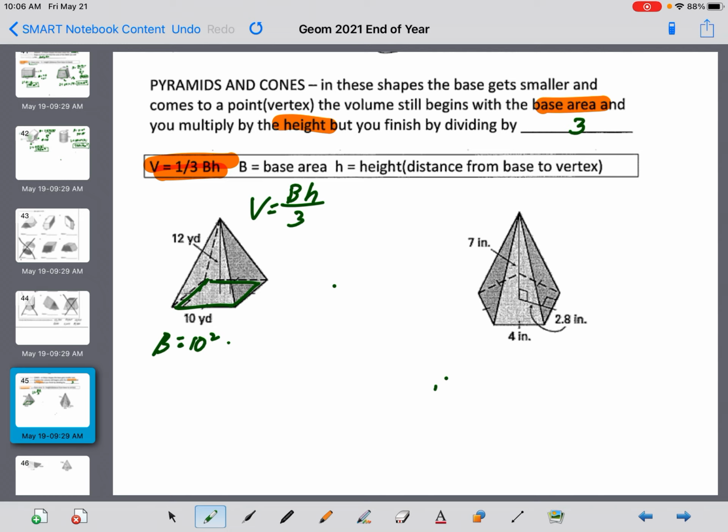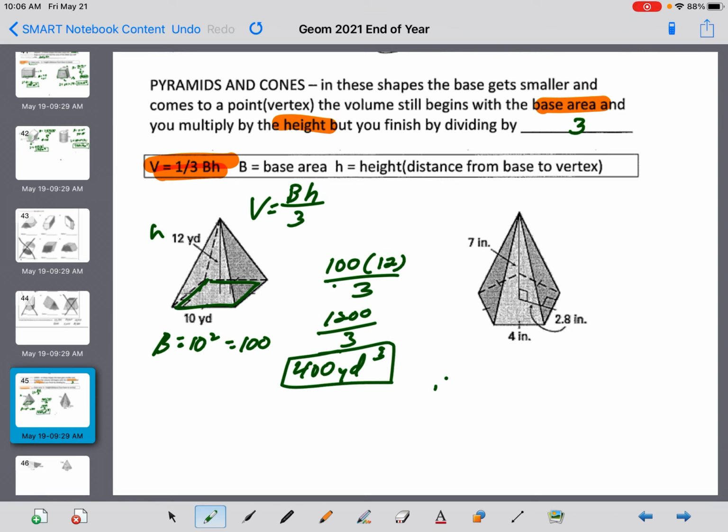All right, here the base is a square, so our capital B is going to be 10 squared, or 100. The height is the distance from the base up to the vertex, so the height is 12. We're going to take 100 times 12, which is 1,200, and then divide that by 3, which is going to be 400 cubic yards. It'd be 1,200 if this stayed a square prism, but it shrinks to a pyramid, so it's only going to be 400 yards cubed.